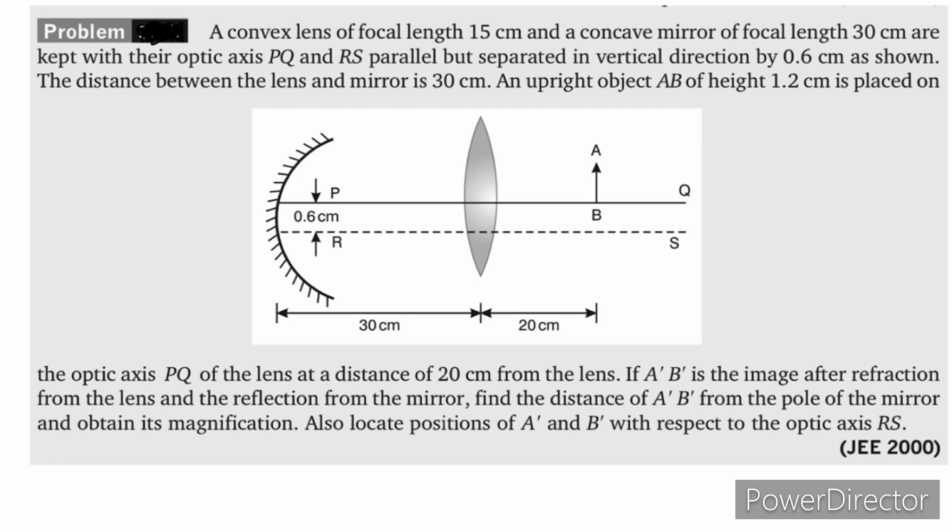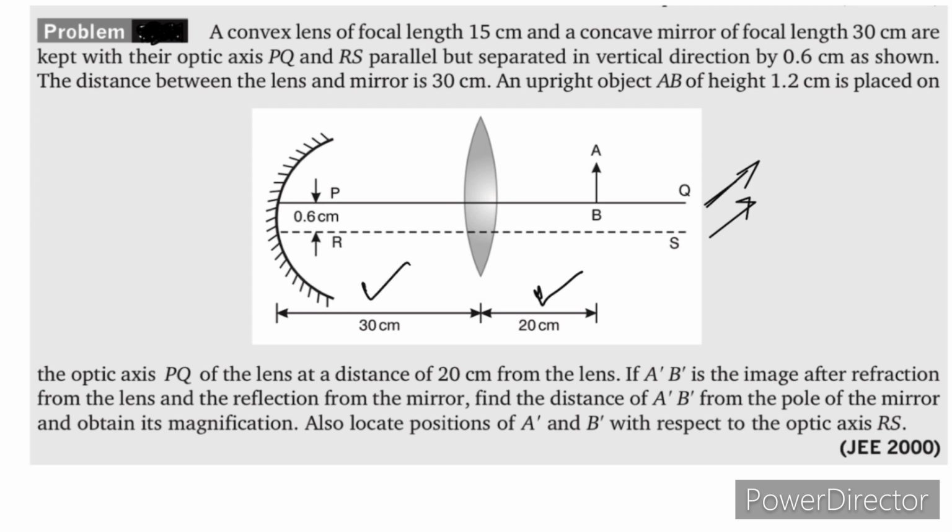So in this question, they have separated the optic axis of the lens as well as of the mirror by 0.6 centimeter like this. This is the optic axis of the lens and this is the optic axis of the mirror, correct? Now, what it is saying further, the distance between the lens and mirror is 30 centimeter. So this is 30 centimeter.